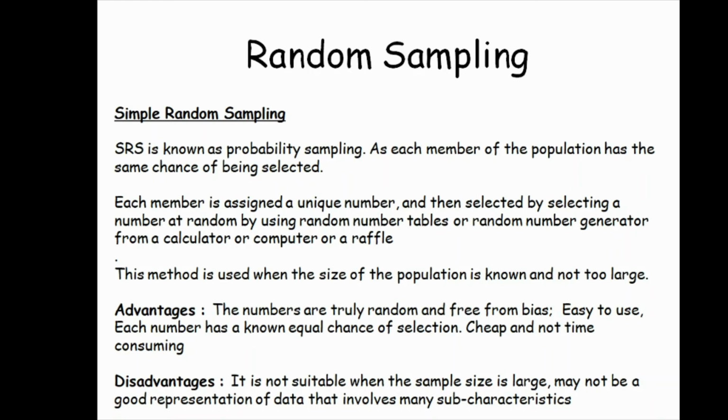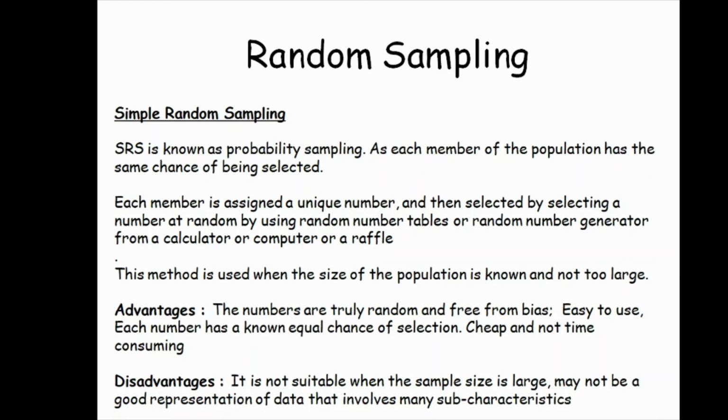Now, one of the advantages of doing this is the numbers are truly random and free from bias, because obviously I'm just picking numbers out of a hat, let's say, or in this case using a calculator or a computer. It's going to be free from bias. It's also very easy to use. Each number has a known equal chance of being selected. It's very cheap and not very time consuming.